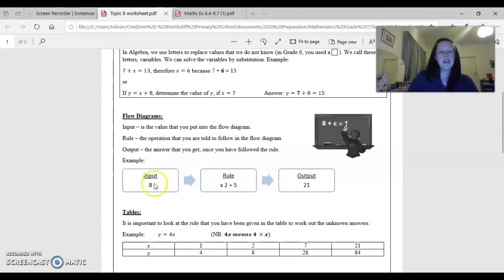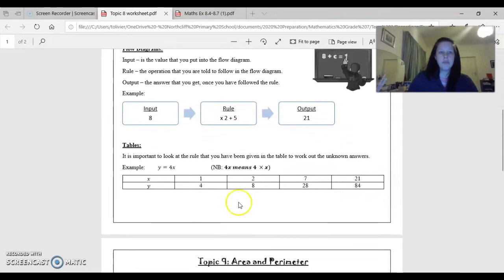So for instance, I have my input of 8, and my rule is multiplied by 2 plus 5. Remember your BODMAS. So I'm going to say 8 times 2 is 16. 16 plus 5 gives me an output of 21. So that is how my flow diagram works.